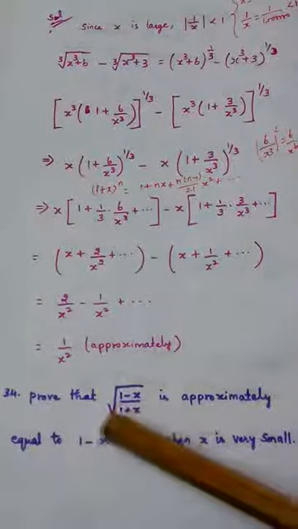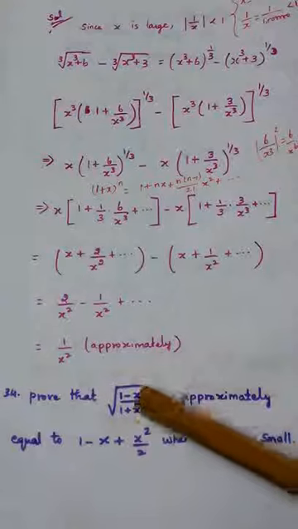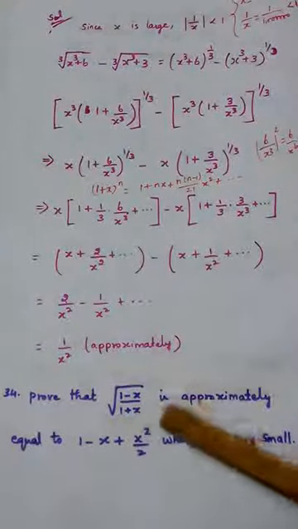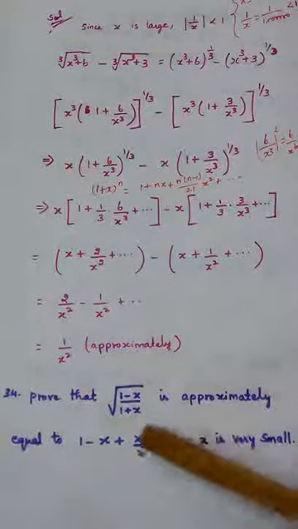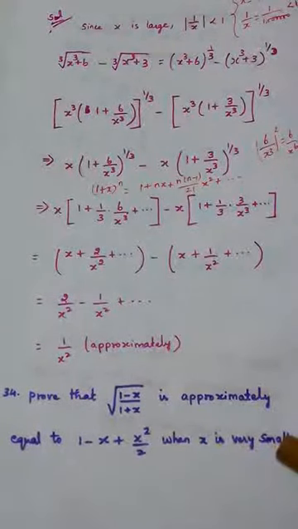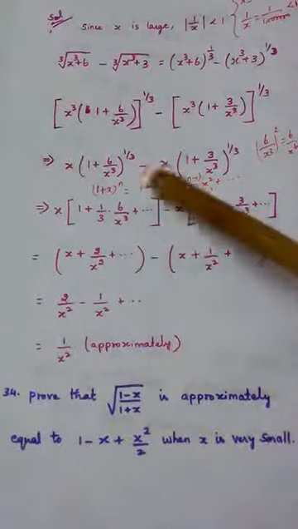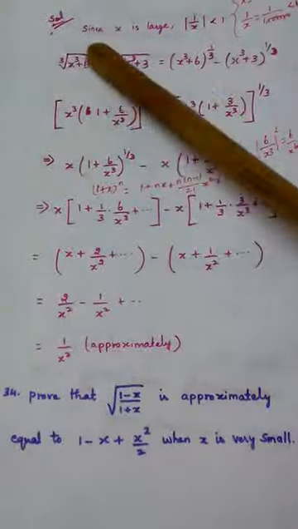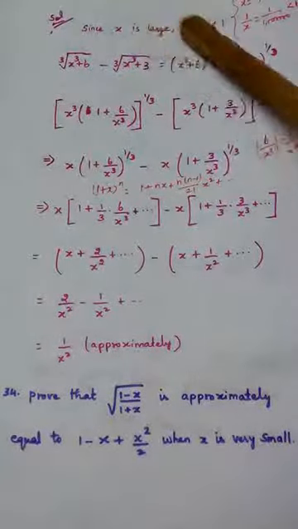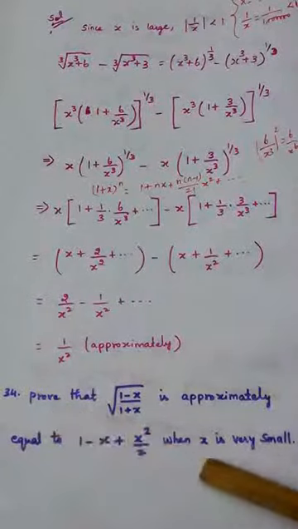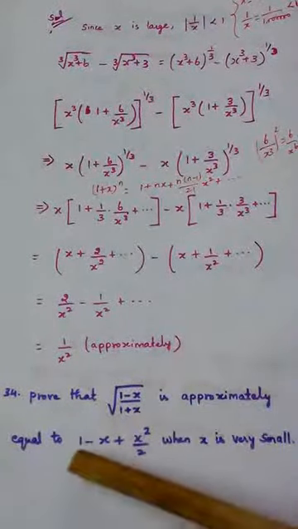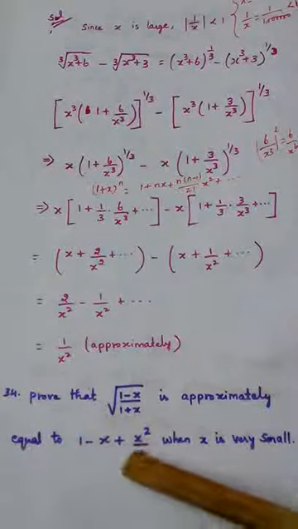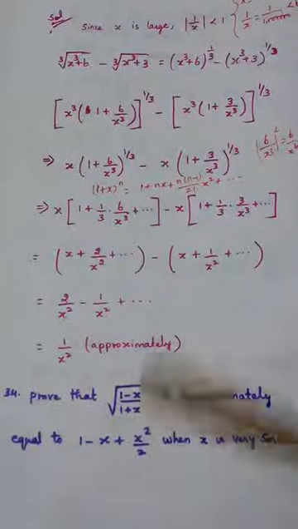Prove that square root of 1 minus x by 1 plus x is approximately equal to this answer when x is very small. And if you see the previous problem, the condition given was x is very large, sufficiently large. Here x is very small. What do we need to prove? The value of this is approximately equal to 1 minus x plus x square by 2. This is what we need to prove.